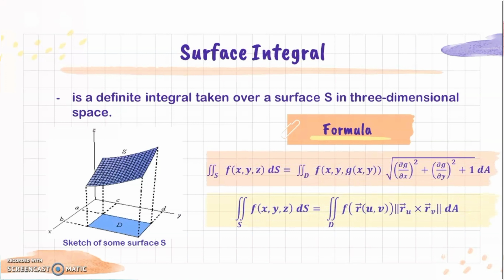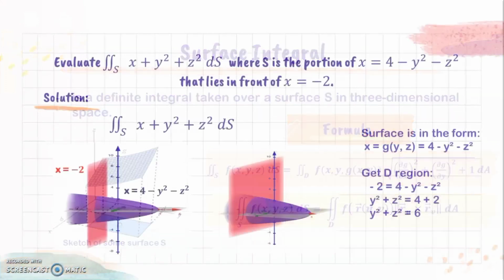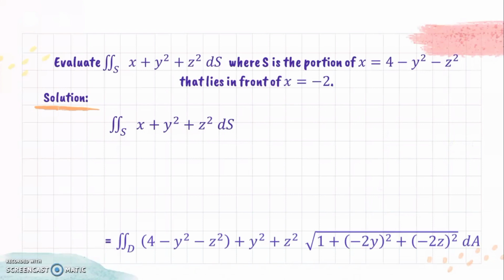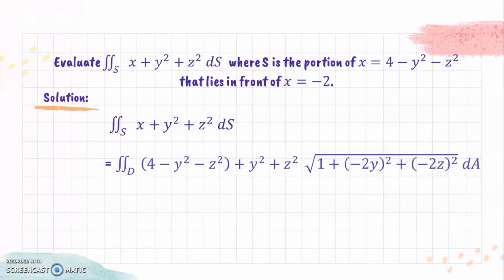Since everything is settled, let's go back to our solution. Let's just use our formula and plug in our values. Notice that we have also plugged in the equation of the surface x in the integrand and input the partial derivative of g in terms of y, which is negative 2y, and the partial derivative of g in terms of z, which is negative 2z. So let's just further simplify this before proceeding with the actual integration.